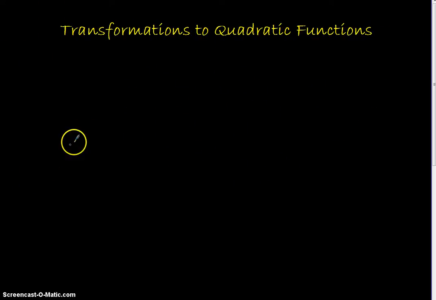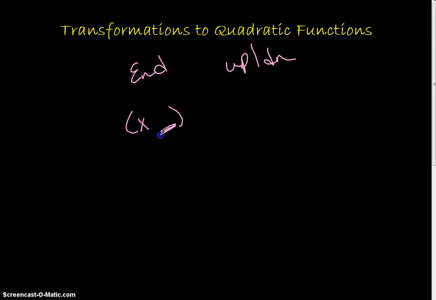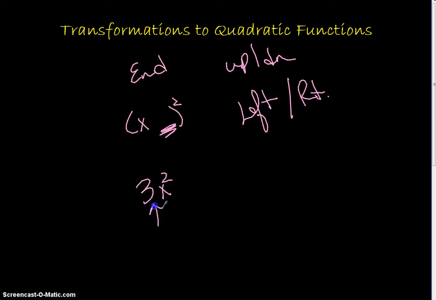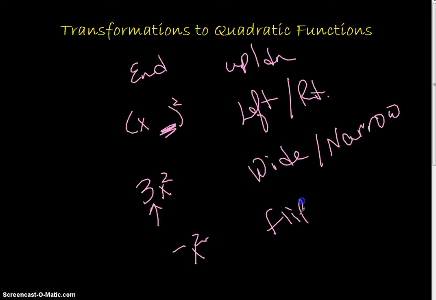Transformations to quadratic functions that we've talked about really quick. If it is a number added or subtracted at the end, it's going to go up or down. If it is trapped in here with the x, it is going to go left or right. If it is a number in front of the x squared, it is going to get wide or narrow. And if it is a negative in front of the x squared, it is going to flip. You need to know these transformations. You've got to memorize them.